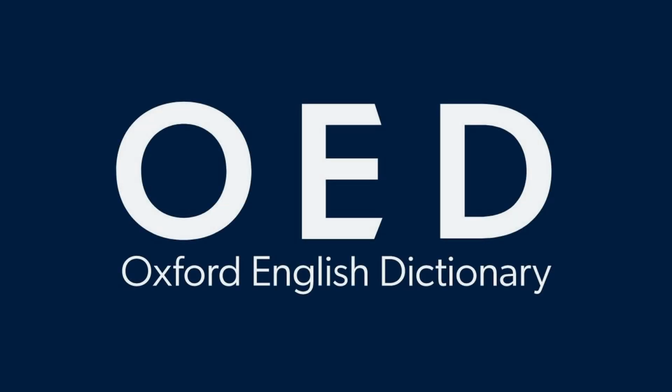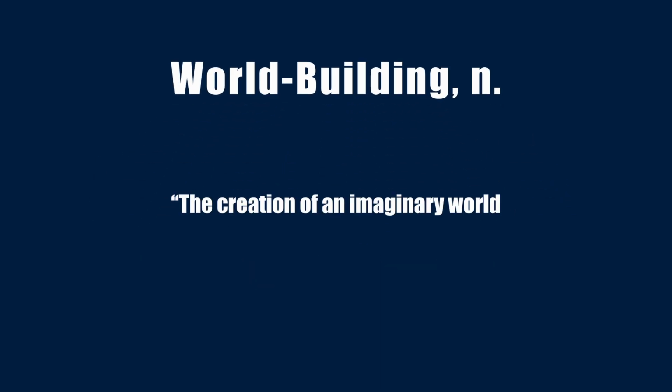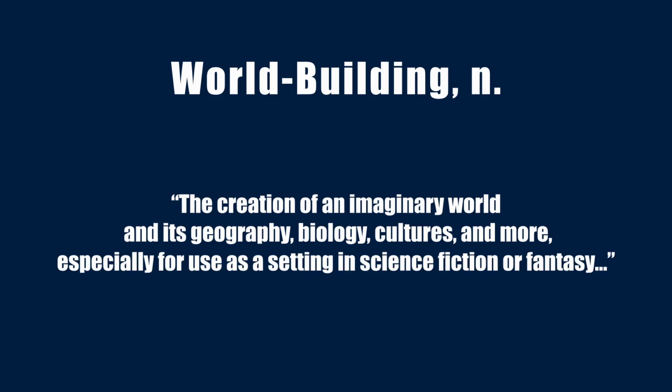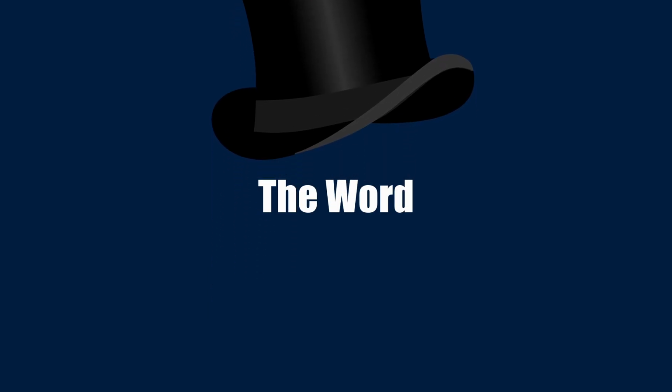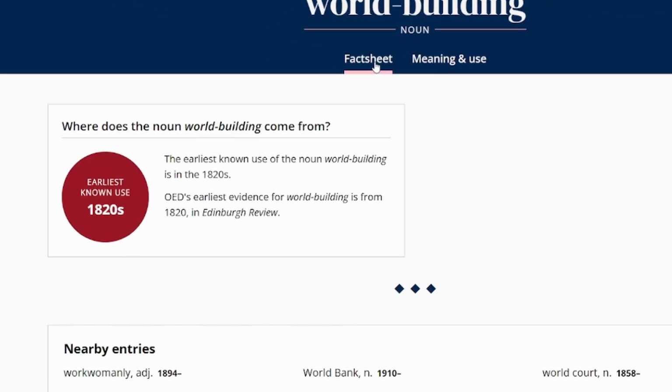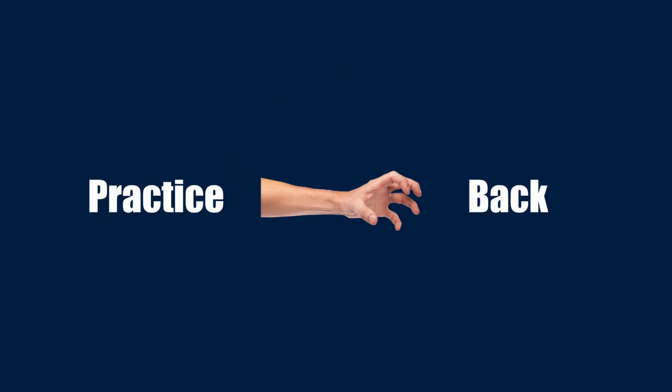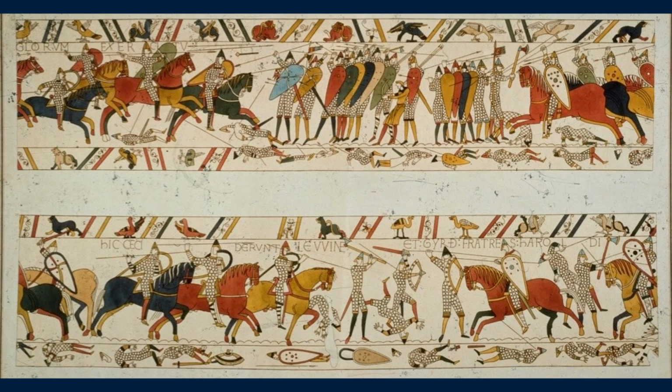According to the Oxford English Dictionary, world building is the creation of an imaginary world, and its geography, biology, cultures, and more, especially for use as a setting in science fiction or fantasy. The word itself didn't appear until the mid-20th century, around 1820, making it roughly only 200 years old, so still somewhat young. But this practice reaches back through mythology, oral tradition, and even art.